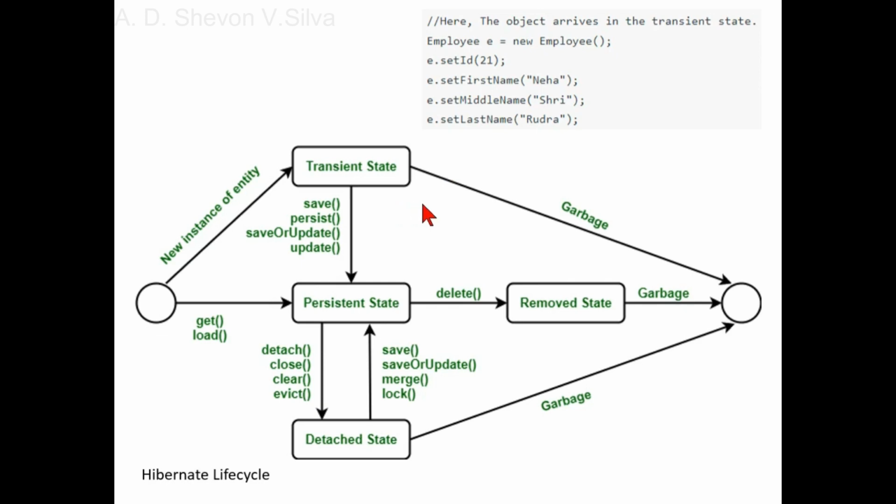There are 2 scenarios in which the transient state will occur, as follows. 1, when objects are generated by an application but are not connected to any session. 2, the objects are generated by a closed session. Here we are creating a new object for the employee class. This is the code which shows initialization of an employee object. Here the object arrives in the transient state.